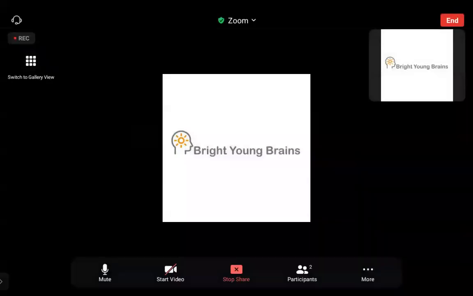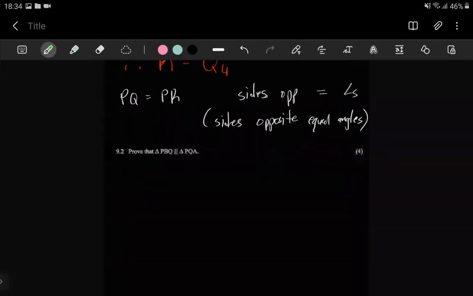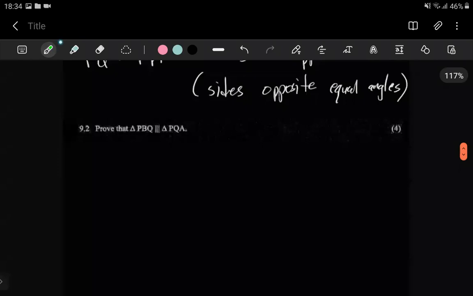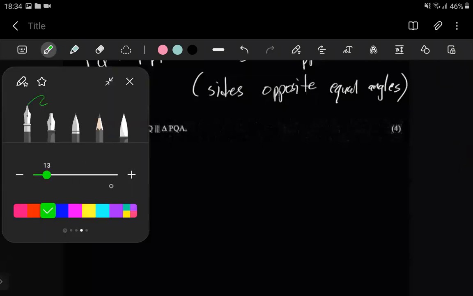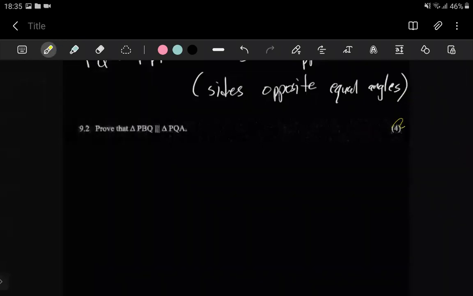Why not? So with this next question, you have to remember that, what do you have to remember now? With this next question, it's a 4-mark question. They're asking us to prove that these two triangles are similar.